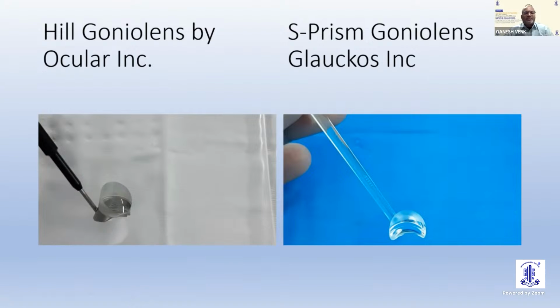So the disadvantage, of course, is you get a reflux of heme, but the advantage is that you preserve the conjunctiva, you open the trabecular meshwork, and you have a lower intraocular pressure.